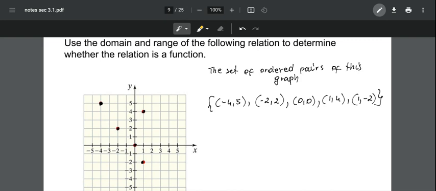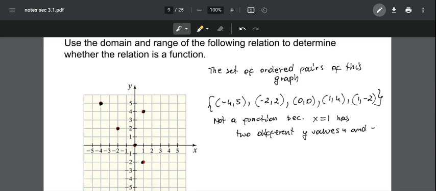And I mentioned to you the shortcut: when we have 2 points with the same x coordinate but different y values, it's definitely not a function. So not a function because x equal 1 has 2 different y values, 4 and -2. So we know it's not a function. However, we still can find the domain of this relation and the range.